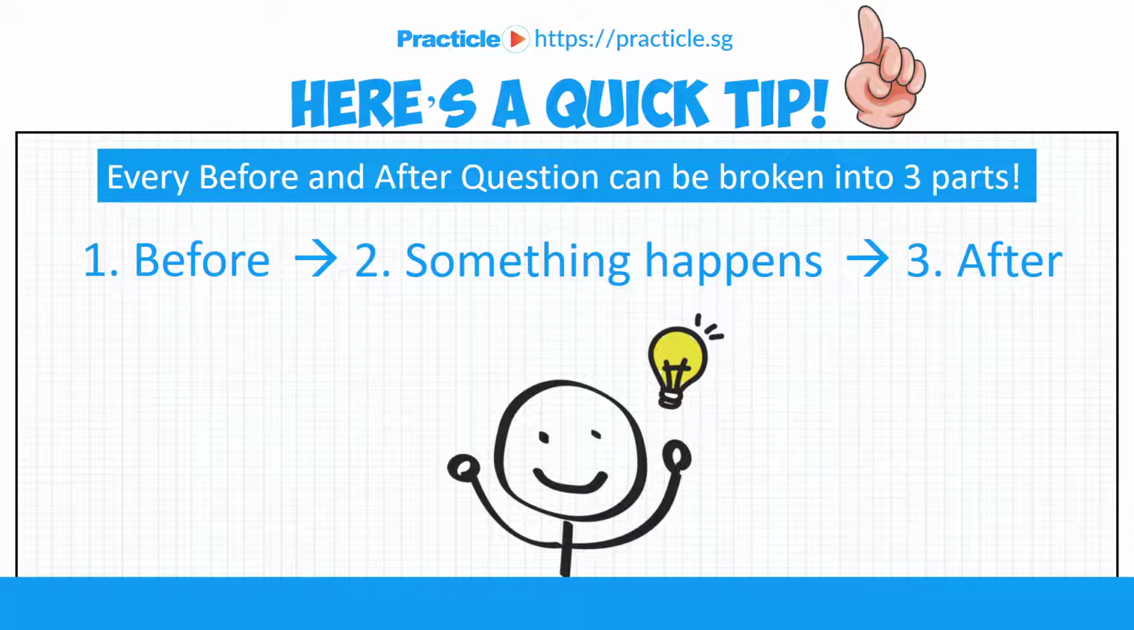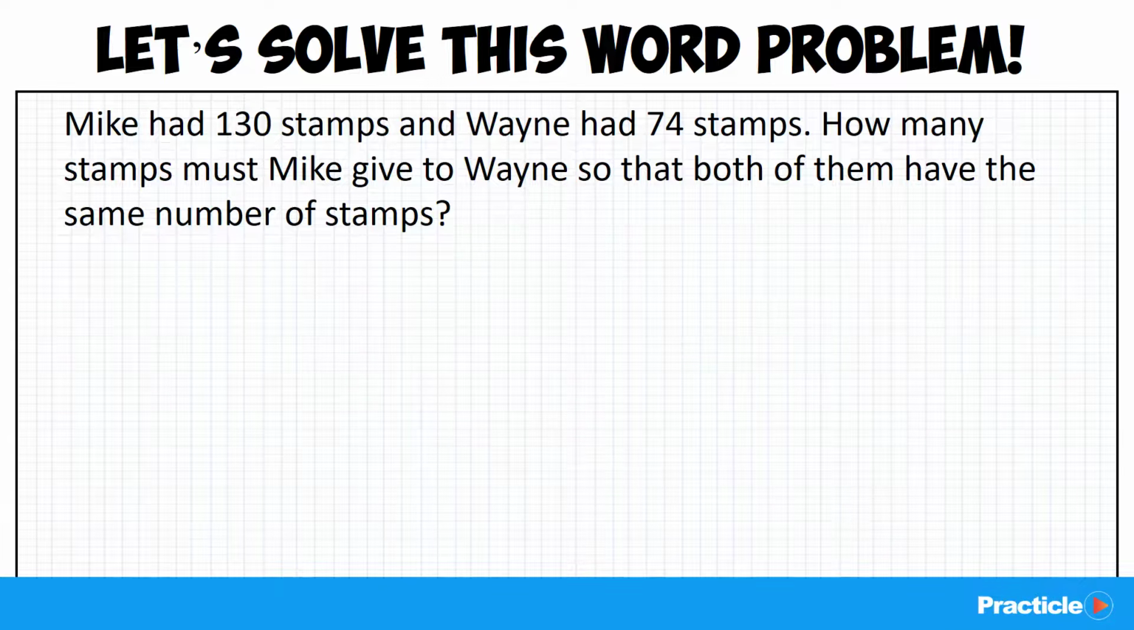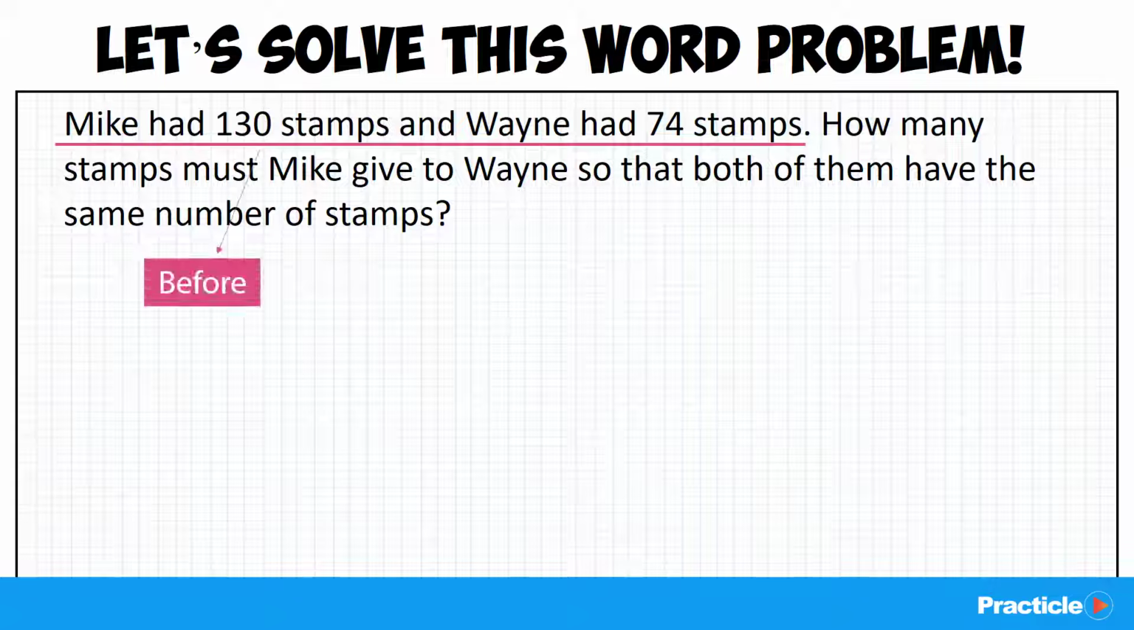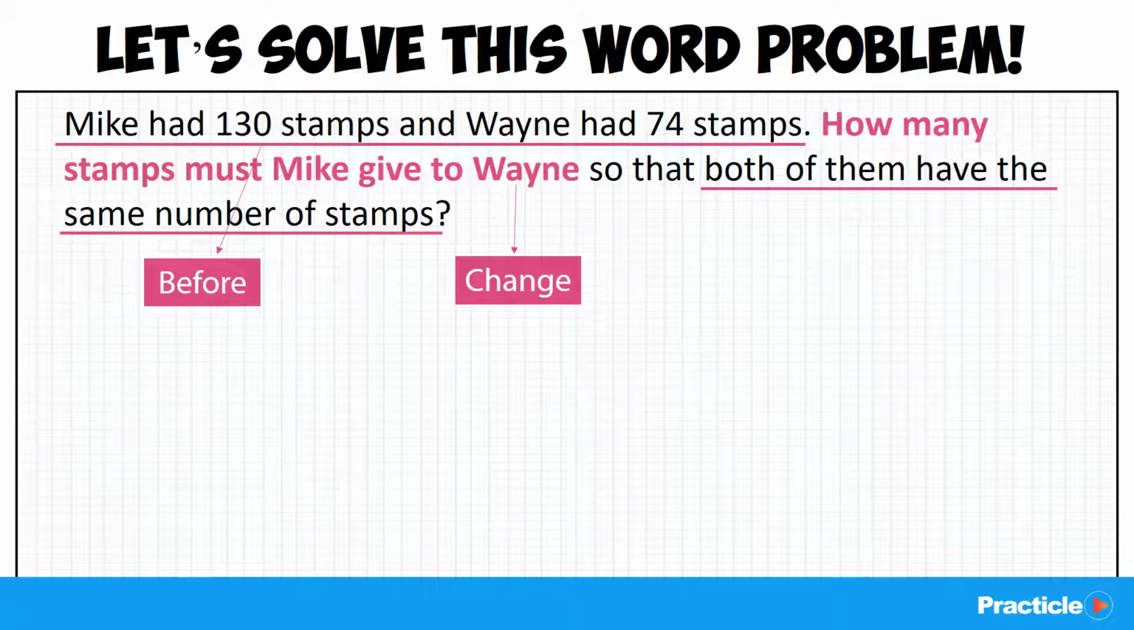Now let's see how this works in our problem, alright? We start off knowing how many stamps Mike and Wayne has, correct? So this is the before situation. And remember what we said about a change happening? So what is the change that you see here? Mike decides to give Wayne some stamps, correct? And because of that, what happens in the end? Mike and Wayne ends up having the same number of stamps. And this is the after situation that we're talking about.